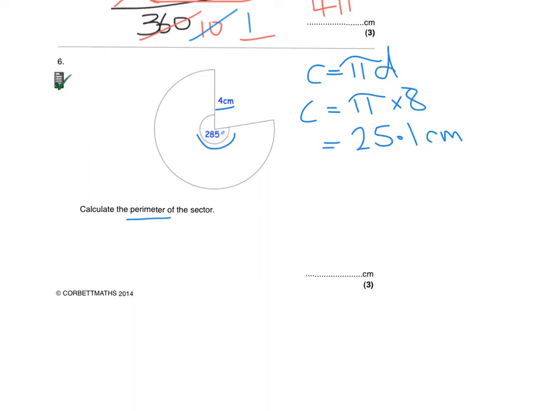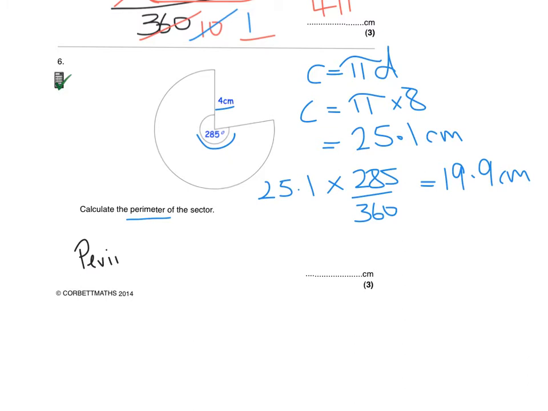And again, because it's 285 degrees, I'm going to multiply that answer by 285 over 360. And that gives me an answer of 19.9. But again, that's only the arc length, and I'm asked to find the perimeter. So the perimeter will be my 19.9 add on 8, which is 27.9 centimeters.